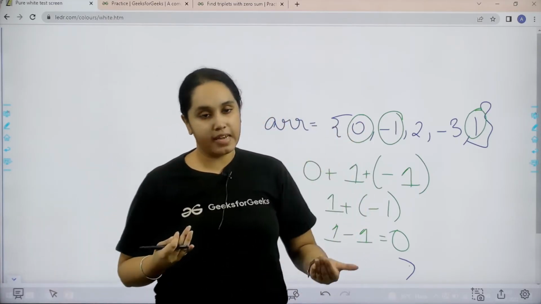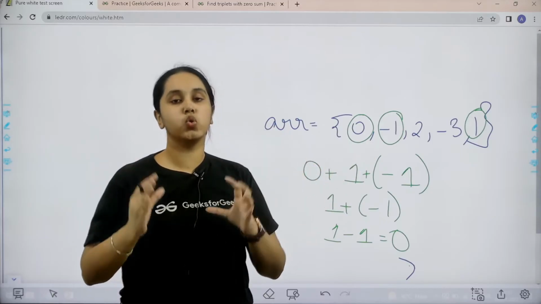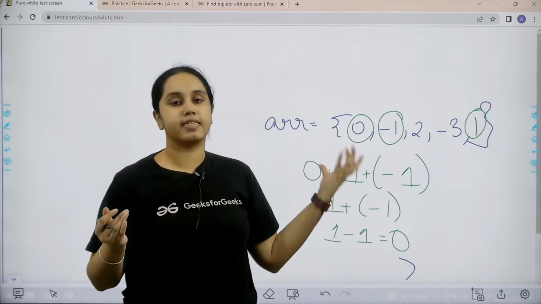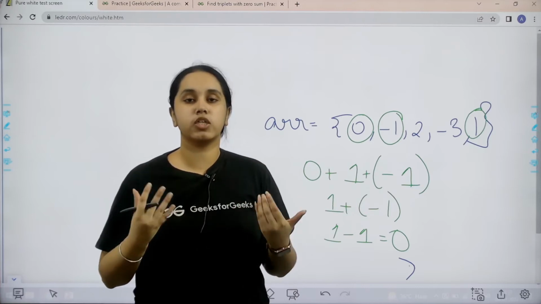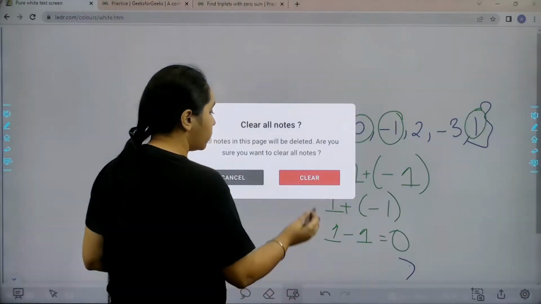So we would be given an array and we need to find 3 values whose sum would be equal to 0. This is the question. I hope the question is clear to you. Now let's move forward to the solution part.